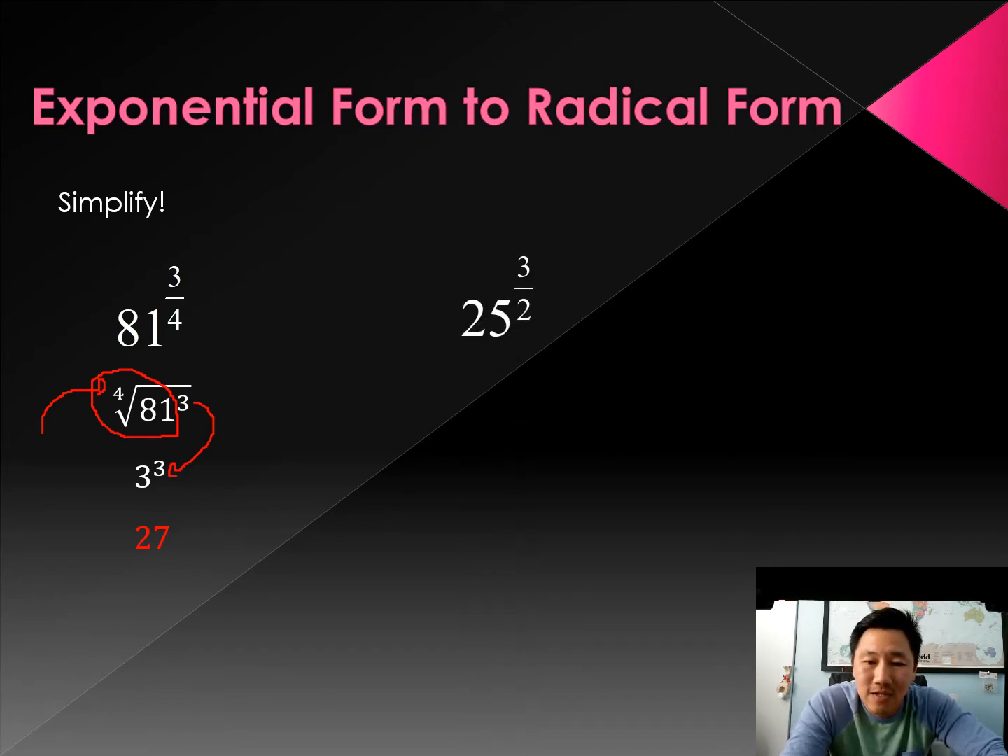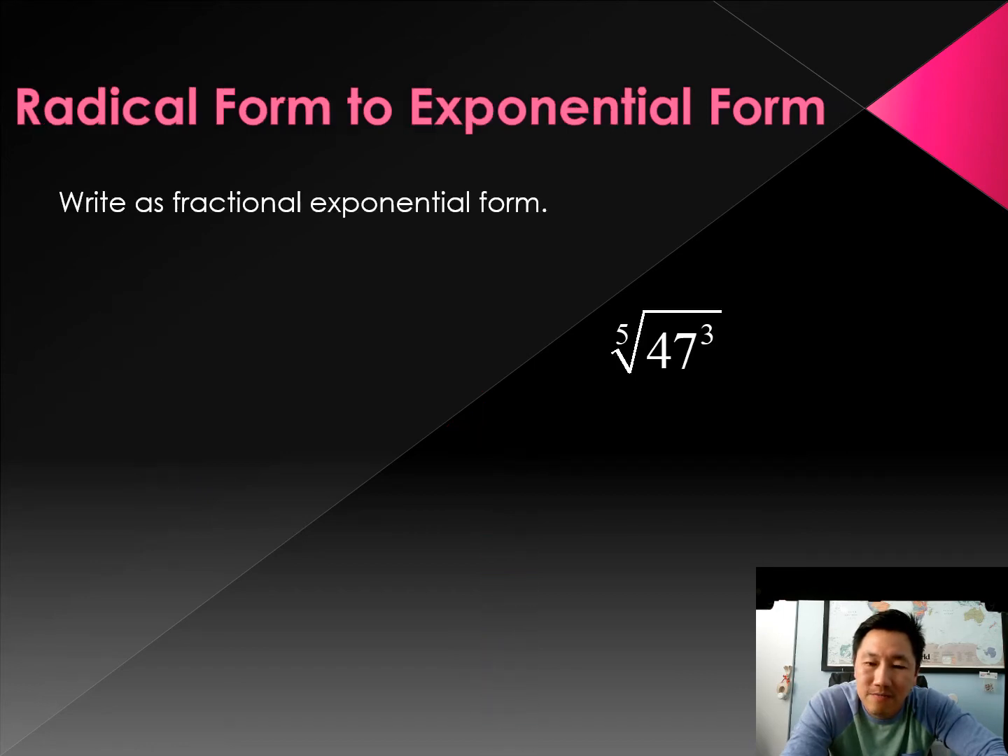Here's another one. Change it to root form, radical form. And then again, it's a lot easier if you do the square root first, because we all know the square root of 25 is just 5. And then to the 3rd power, 125.